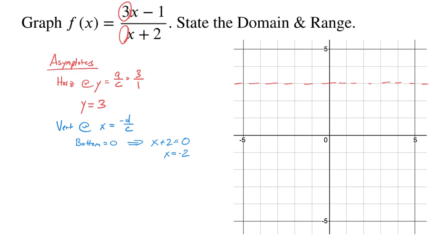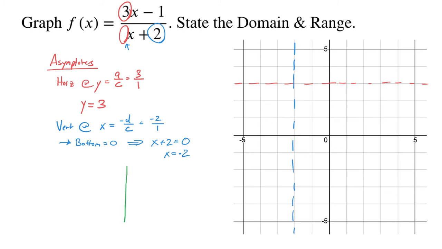Now, if you did do that opposite of d over c business, the d value is 2, so you get the opposite of 2 over that same c value, 1. You'll see I end up with the same exact thing, but I think setting the bottom equal to 0 is a much better and safer route. And I've got to be honest, spoiler alert, it's going to help us in future problems. So I'll graph that line, x equals negative 2.